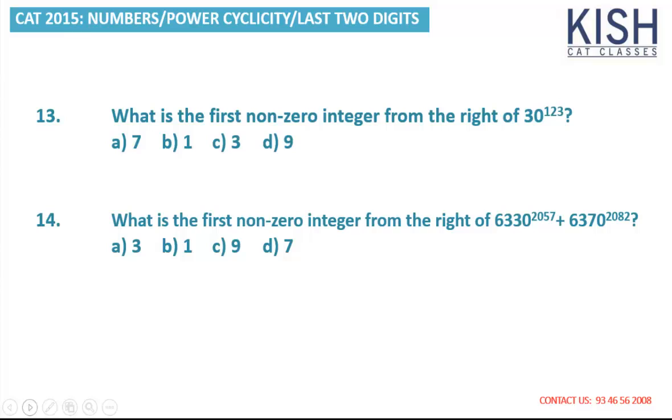Then once you have gone through the video solutions for this worksheet, you can solve all the CAT questions. There are 6 CAT questions given on power cycles. Solve all of them. The worksheet for all the 6 questions is available on the Facebook page of KISH CAT classes. And the next video is going to be the solutions for this worksheet, and the second one is for the original CAT questions.